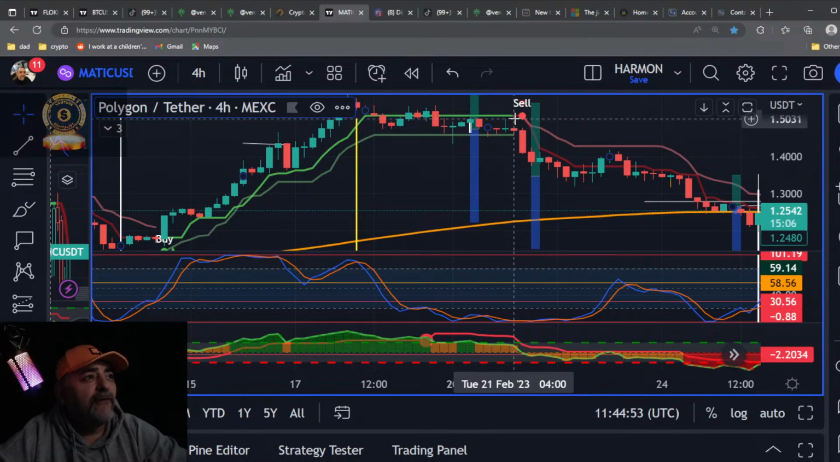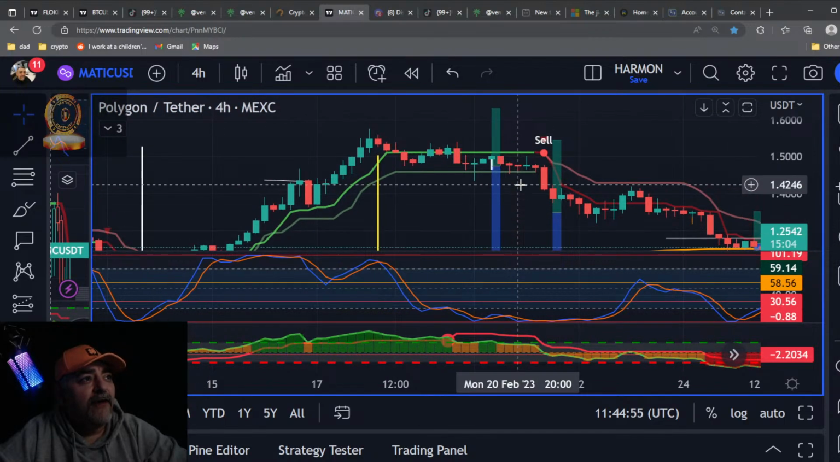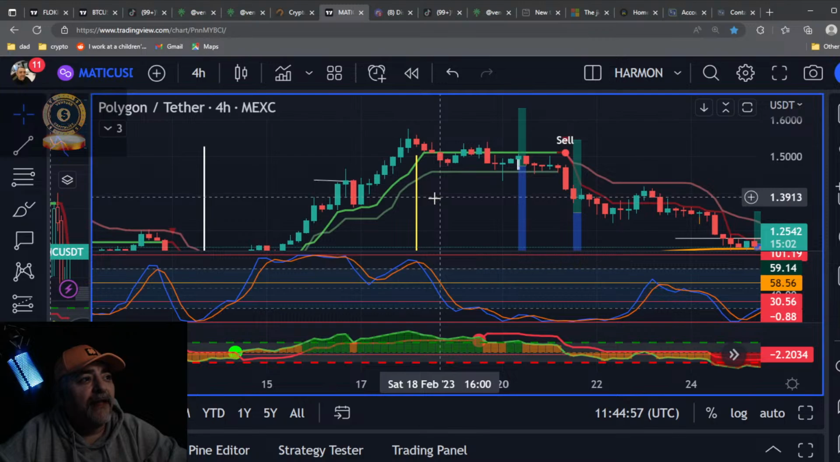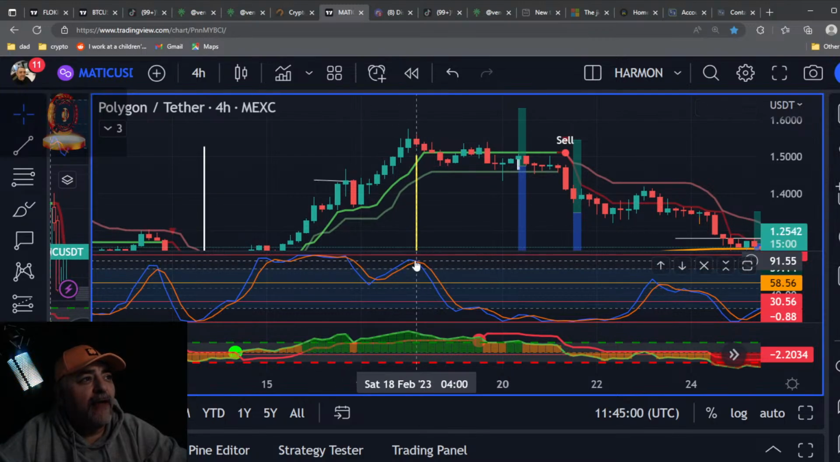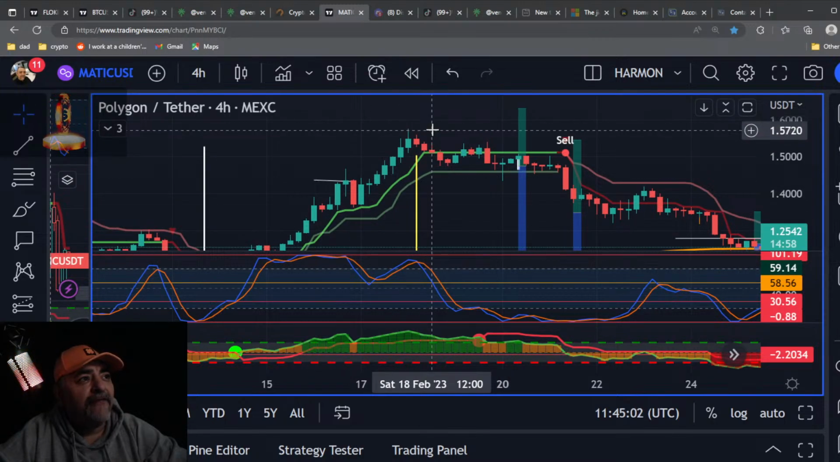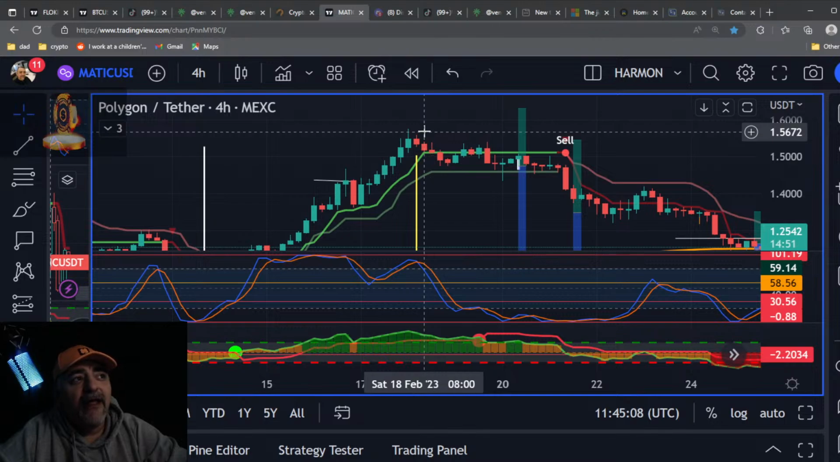Remember when I told everyone to short Matic? Remember I was talking about Matic, how you guys wanted to short Matic right here? When this 4-hour RSI broke down right here, where was Matic? $1.58. Go into the Discord. I told everyone Matic leads the market. As soon as Matic broke down on February 18th, go back and look in the Discord.